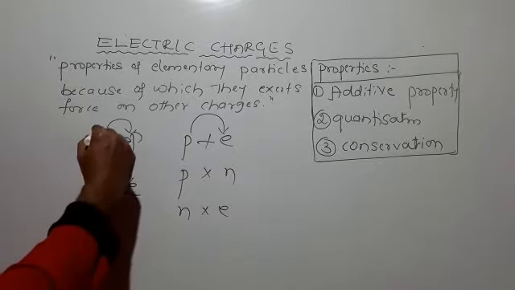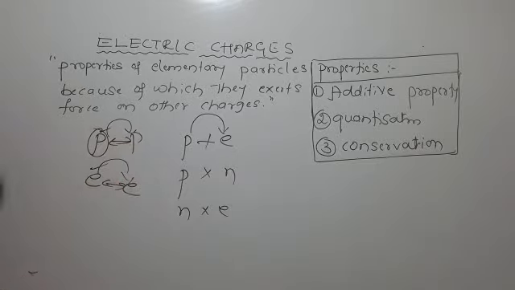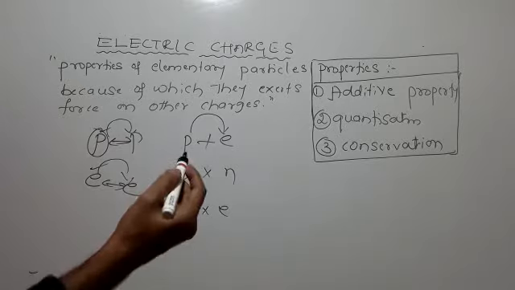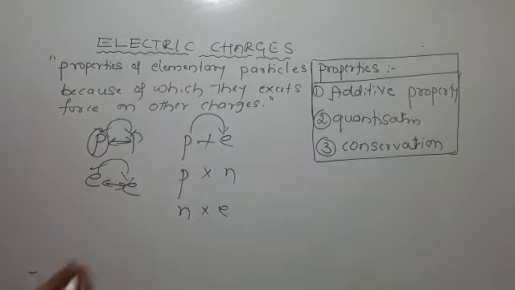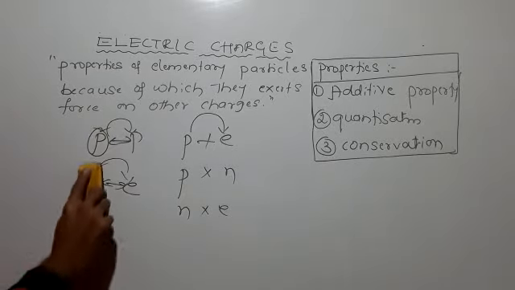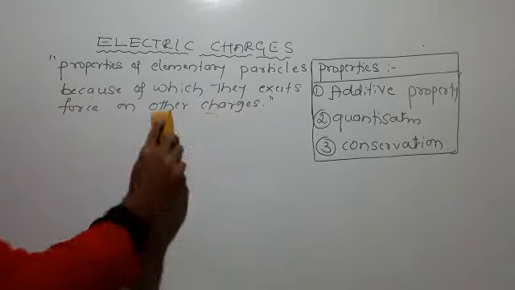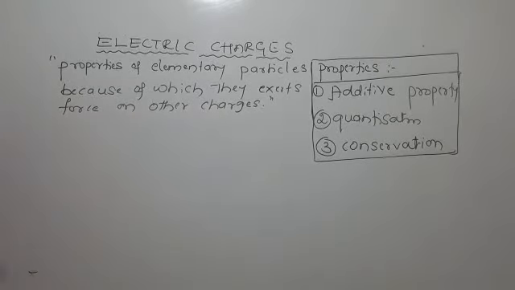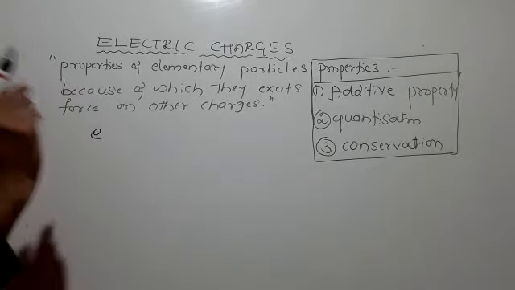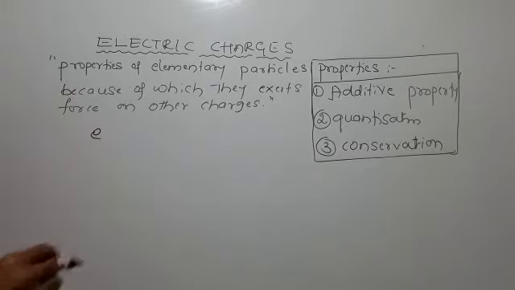Therefore, proton and electron have the property to exert force on other particles. That property is called electric charge. Therefore, proton and electron have electric charge. Now, if I consider any proton or electron, they have an equal amount of charge. The charge possessed by them is equal, but opposite.